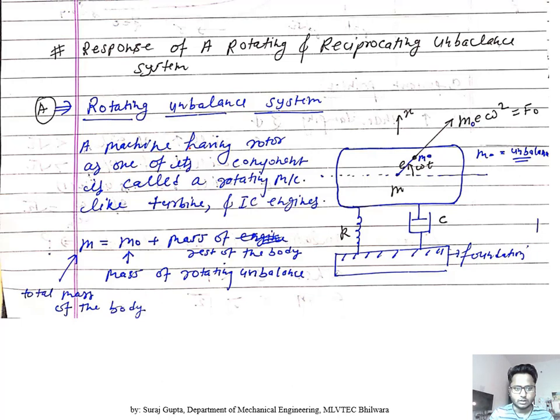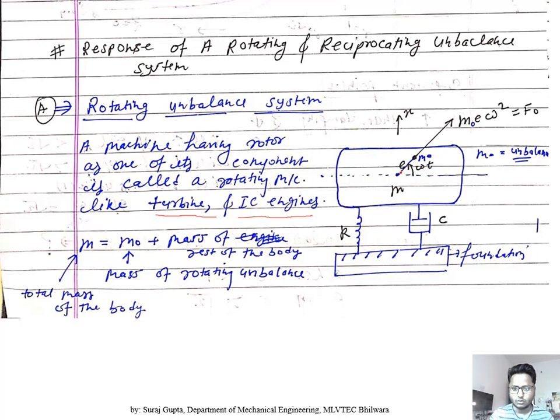A machine having a rotor as one of its components is called a rotating machine, like turbines and IC engines. So if we consider this rotating system, in which an unbalanced mass of m0 is situated from the center of mass of the total system at a distance of e, it will experience a centrifugal force of m0 e omega square, which we consider equal to F0. It will have an angular position theta, equal to omega t.